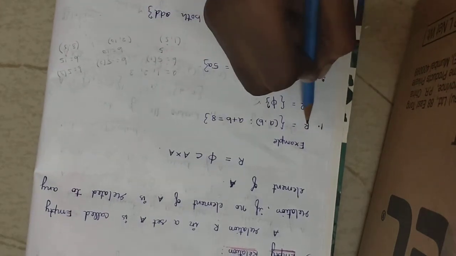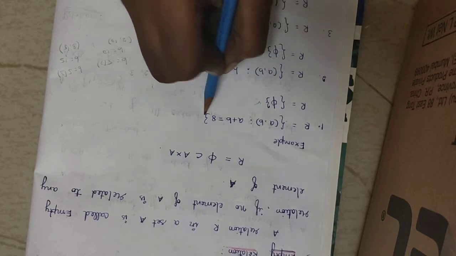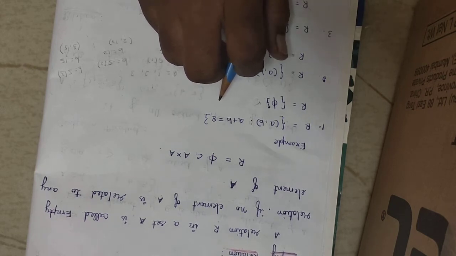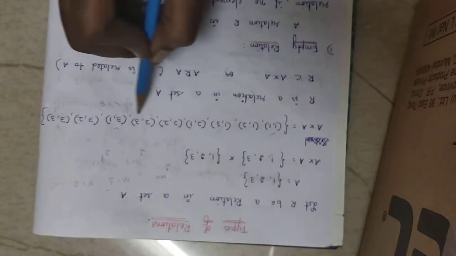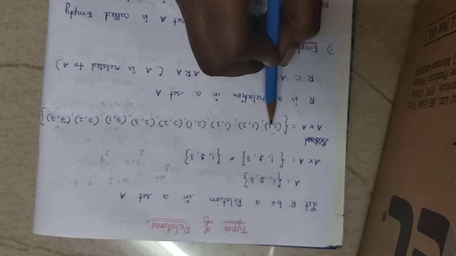Now see with the example: capital R is equal to (a, b) such that a plus b is equal to 8. I have to select the ordered pairs such that if I add a and b, the elements in the ordered pair, I should get the answer 8. Check these ordered pairs. If I add these two, whether I will get 8 or not, we have to check.